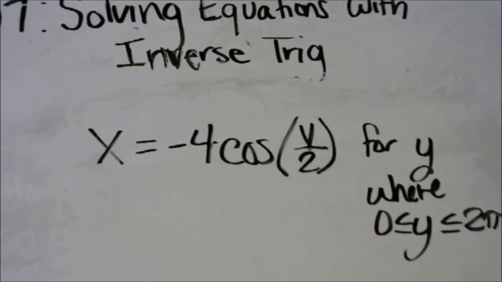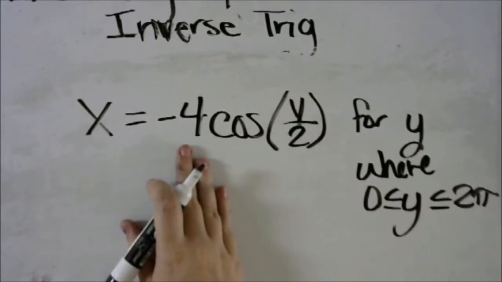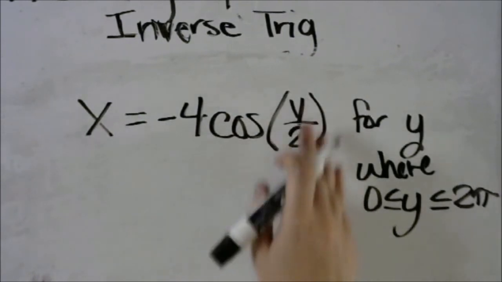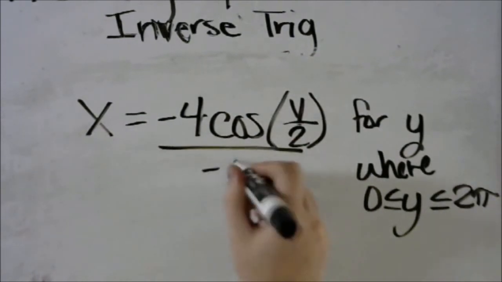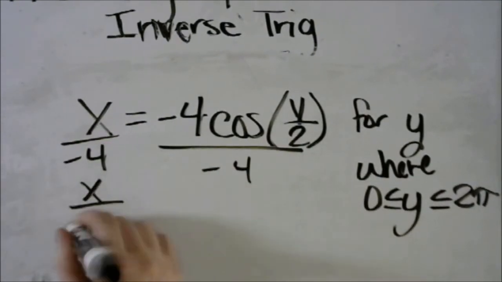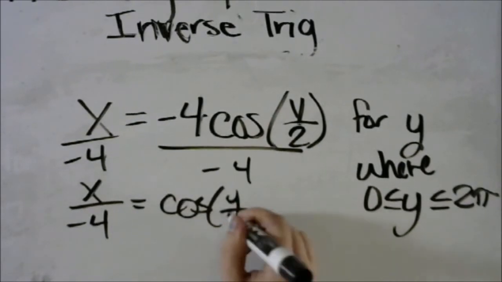Just like with the previous equations, we're going to use some inverse operations. For example, I have a coefficient of negative 4. This says negative 4 times cosine y over 2. I'm going to divide both sides of my equation by negative 4. X over negative 4 is equal to cosine of y over 2.